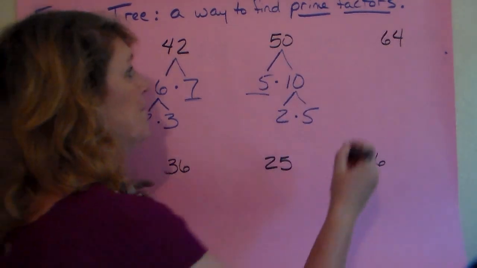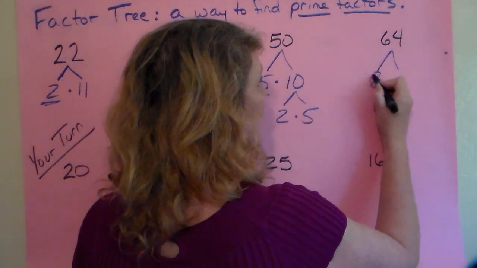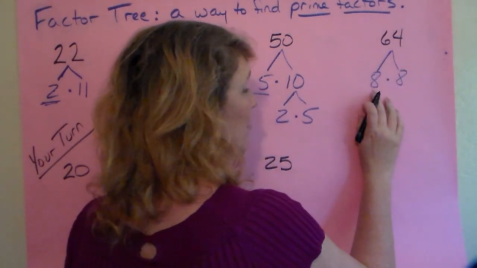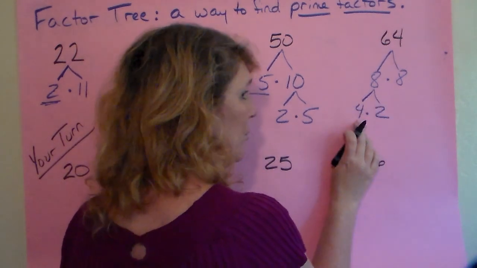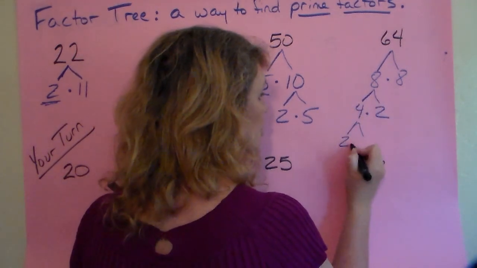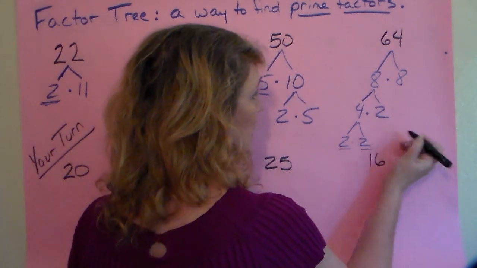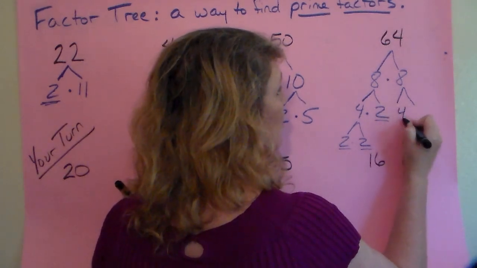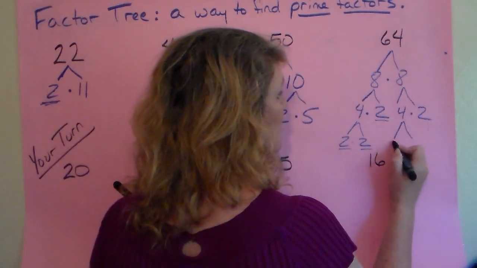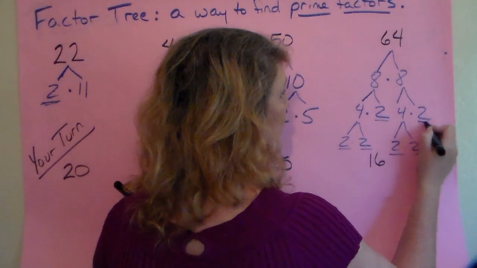How about 64? 64 is 8 times 8. Well, 8's not prime. 8 is 4 times 2. Well, 4's not prime. 4 is 2 times 2. So that's a prime, and that's a prime, and that's a prime. So we're done with this half. Now we got to do it over here. 4 times 2, well, that's not. 2 times 2. There we go.